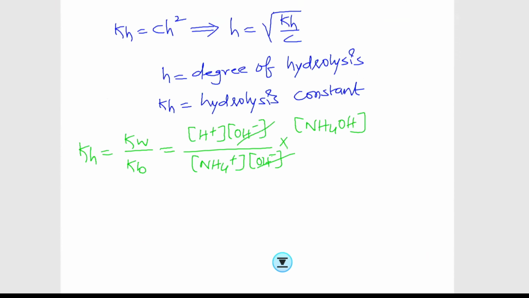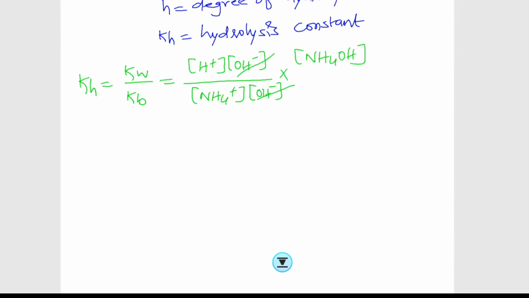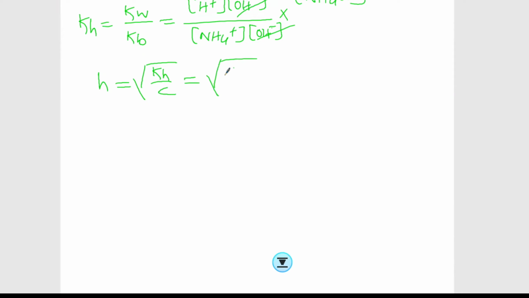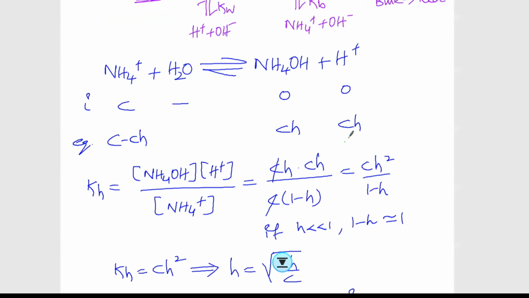And I got the degree of hydrolysis as root Kh by C. This can also be written as root of Kw by Kb into C. I have just put Kw by Kb in place of Kh. So this is the degree of hydrolysis. If I want to know the concentration of H plus, it is Ch.